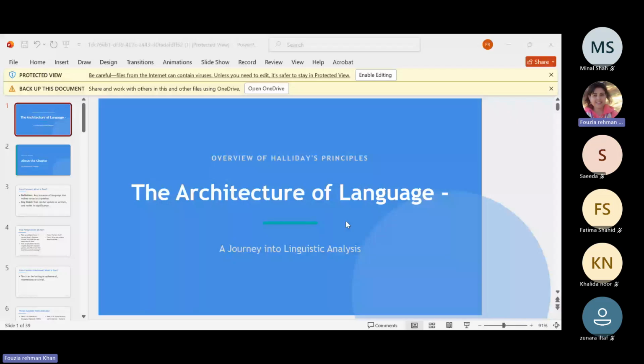I have already sent you two books. One is by Halliday, that we are going to start with, because this is An Introduction to Functional Grammar by Halliday. And the second one is by David Butt.